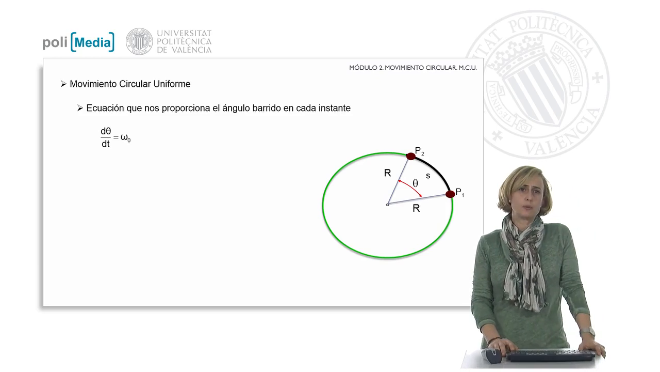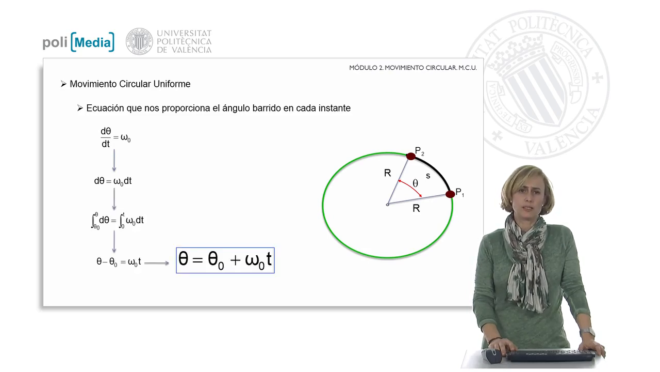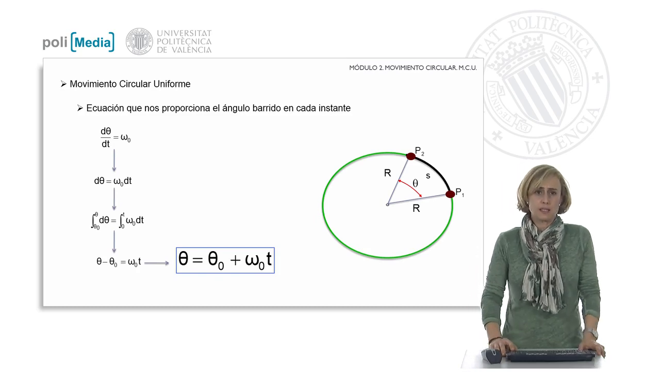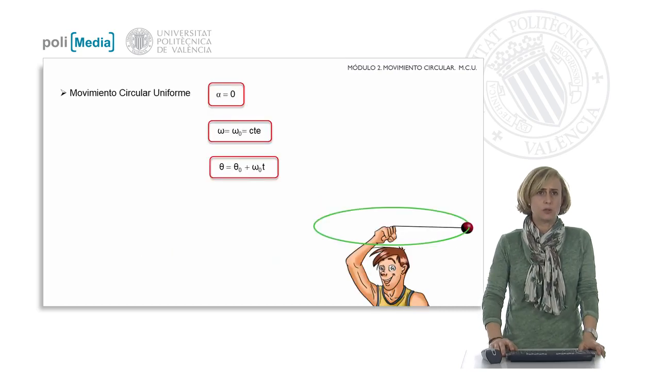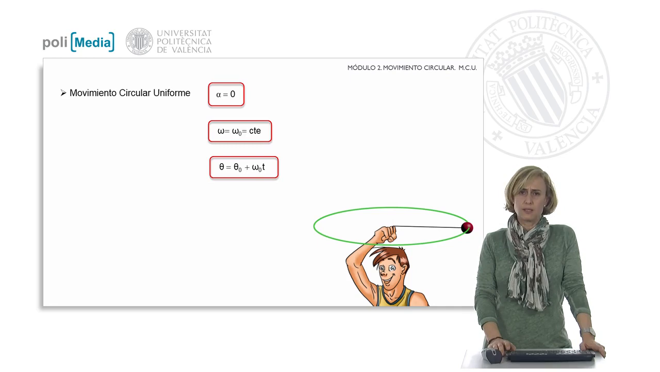Let's see now the equation that gives us the swept angle at each instant. We start from the expression that relates theta to omega, separate variables, integrate as we usually do, and obtain theta as a function of t. Theta sub 0 and omega sub 0 are the initial conditions. Therefore, in a circular and uniform motion, the angular acceleration is 0, the angular velocity is constant, and the angular displacement depends on time. Omega sub 0 and theta sub 0 are the initial conditions.